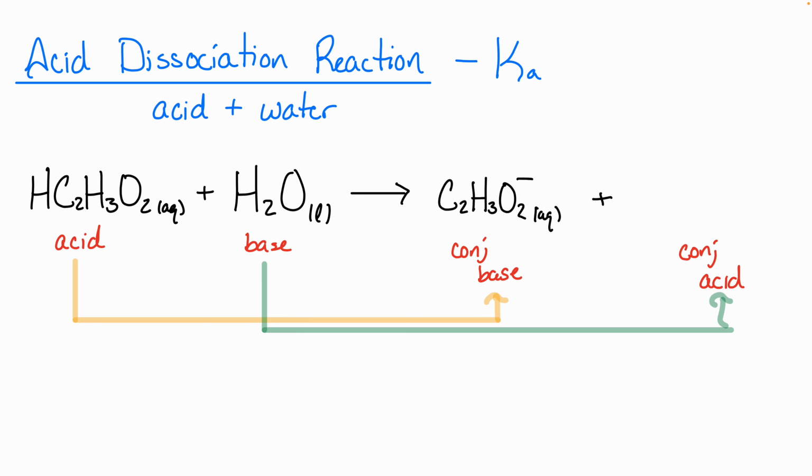All right, water, when it plays the role of a base, is going to accept a proton, increasing the number of hydrogens by 1 and increasing the charge by 1, giving us, we got a special name for this one, the hydronium ion. All right, so in our acid dissociation reactions, we have an acid plus water, gives us whatever our conjugate base is, and we always get that same other product, hydronium.